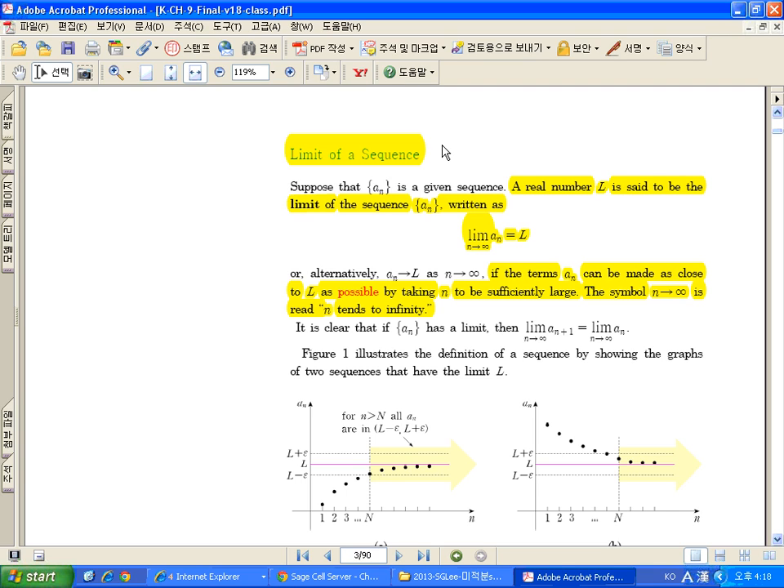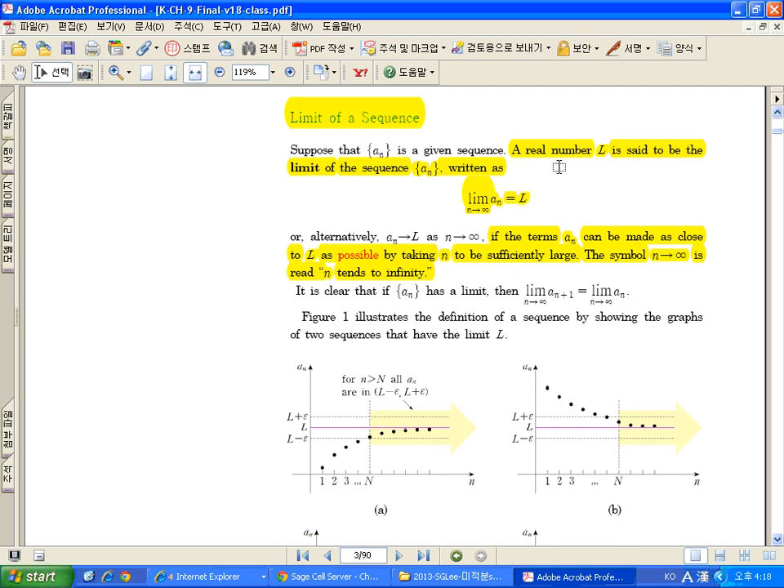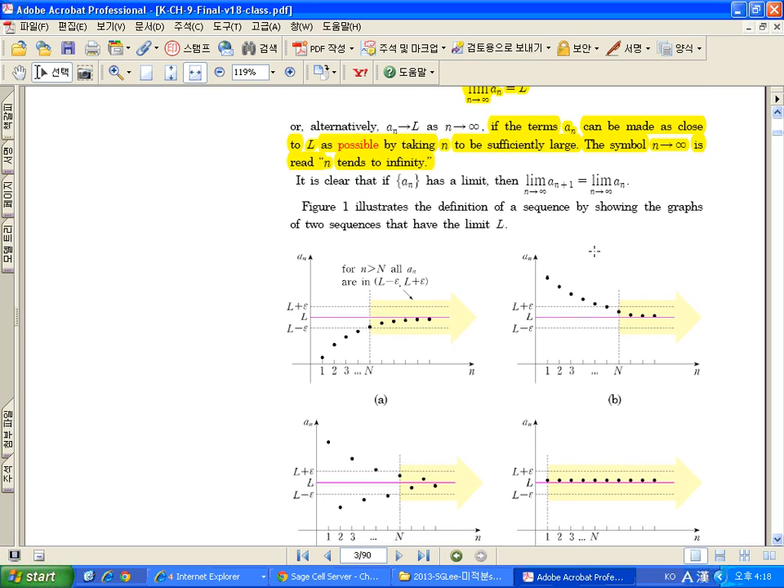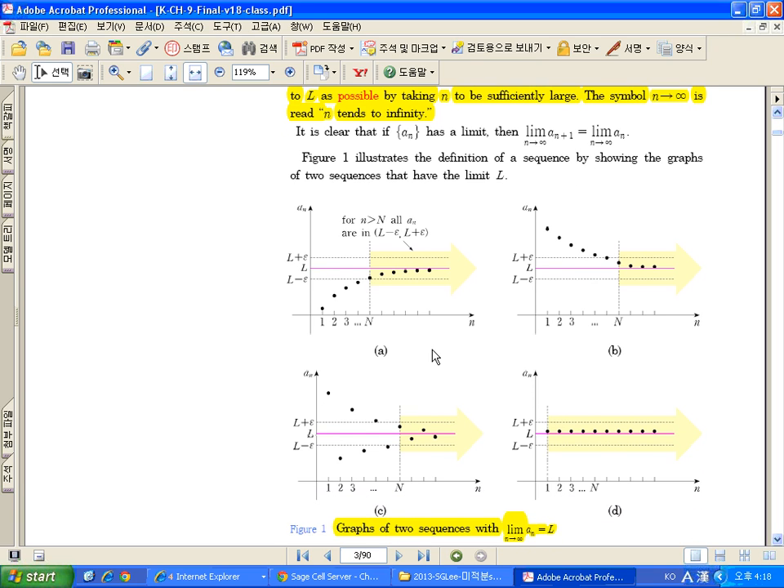Now we start the limit of a sequence. A real number L is said to be the limit of a sequence a_n, which can be written in this way, as n goes to infinity, if the term a_n can be made as close to L as possible by taking n to be sufficiently large. Okay? So this is a verbal expression, and this is a mathematical expression of the limit of a given sequence. Okay, n goes to infinity.